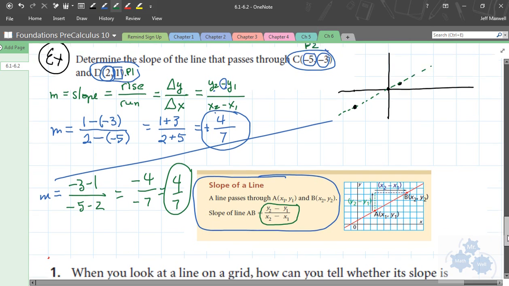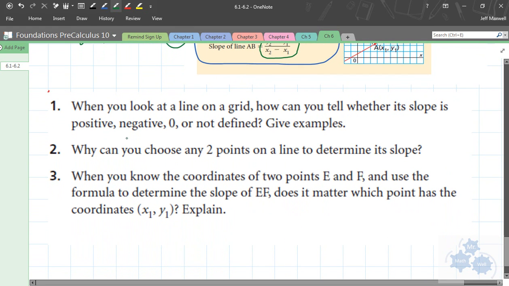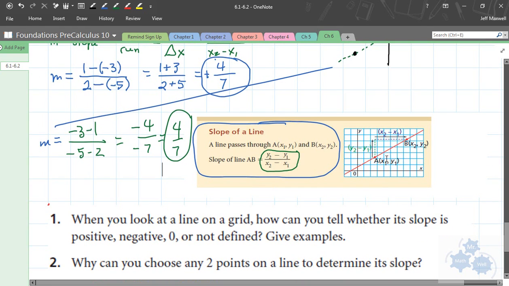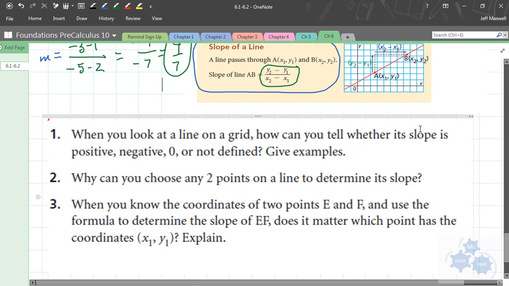Questions? Easy? Okay, let's talk about just a few discussion questions, and then I'll let you go on your assignment. When you look at a line on a grid, or on a Cartesian plane, or the coordinate plane, how can you tell whether the slope of a line is positive, negative, 0, or undefined? How can we tell it's positive again? Just to review. It's going up, left to right. Good. Negative, down, left to right. 0 is a horizontal line. Very good. And an undefined slope is a completely, perfectly vertical line.